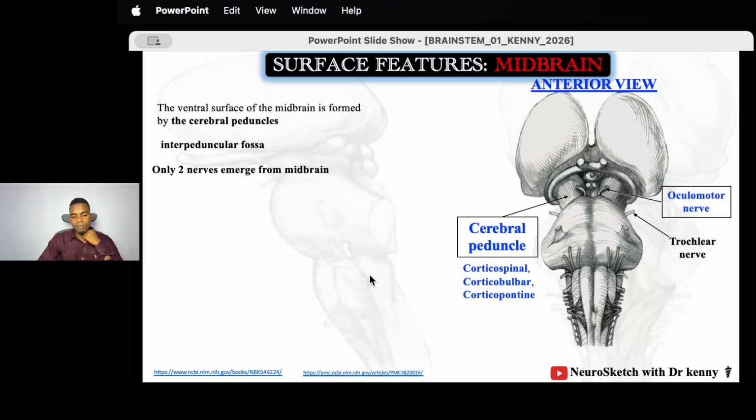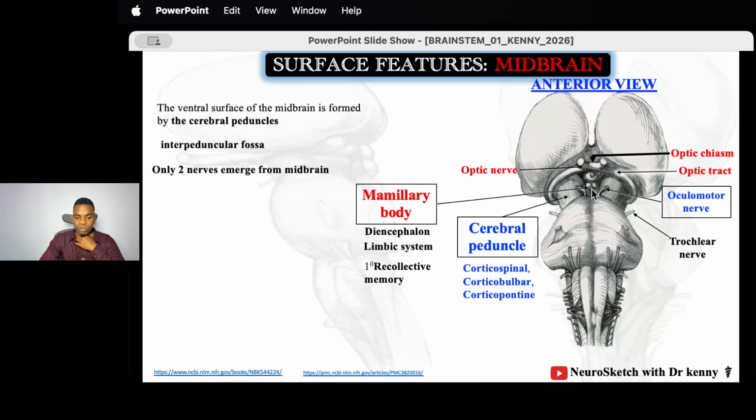Now, we also have some other structures which are not part of the midbrain, but are adjacent to the midbrain. For example, the optic nerve, optic chiasm, and the optic tract. We discussed them when we were doing the anatomy of the visual pathway. But we have something like the mammillary body, which itself is not a part of the midbrain, but it's a part of the encephalon, and is taking part in the limbic system. To be specific, it's primarily dealing with recollective memory. In fact, all these structures are not part of the midbrain.